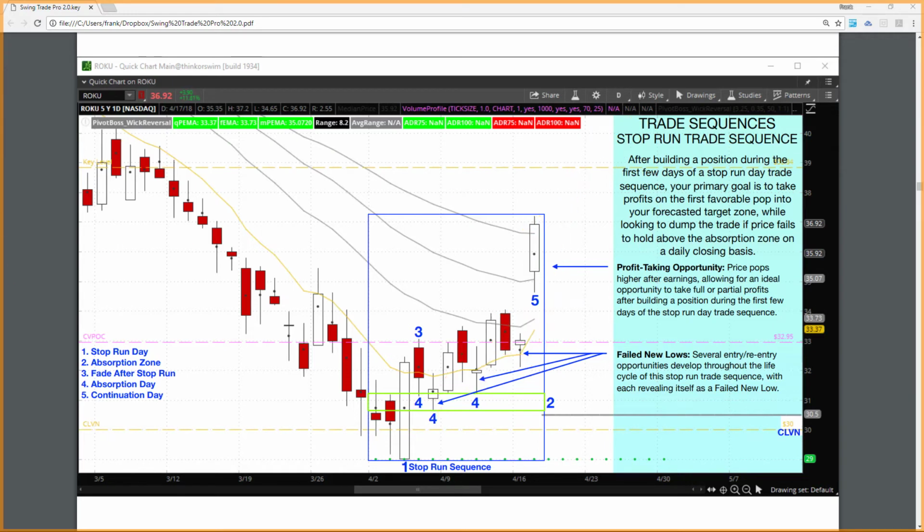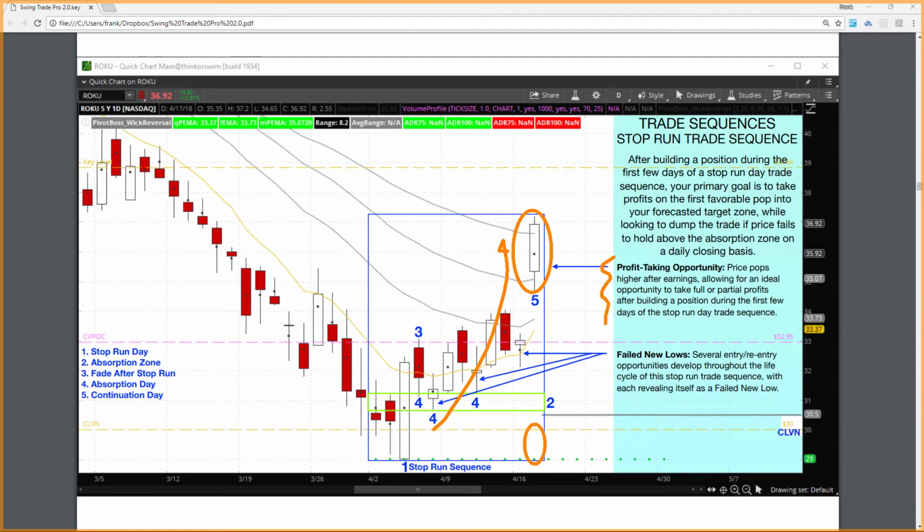So again, as I mentioned before, when price pops in your favor, the first major pop, that's when you want to take profits. So price pops higher after earnings. There was earnings on this day here, allowing for an ideal opportunity to take full or partial profits after building a position during the first few days of the stop run day trade sequence.